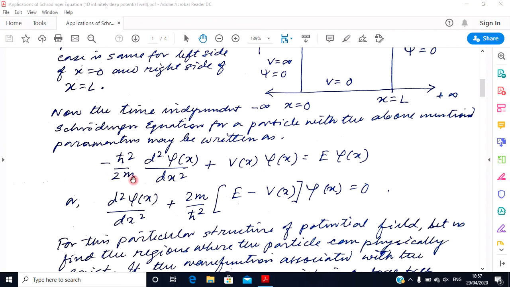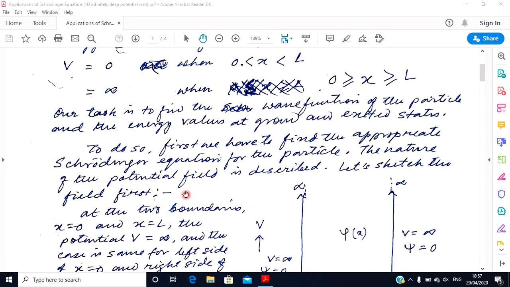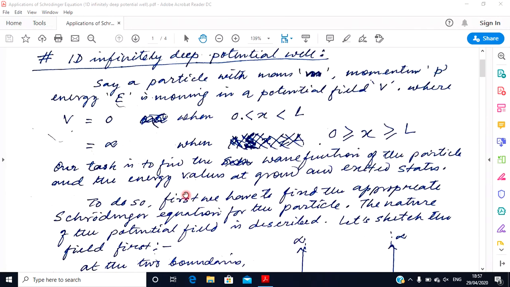Minus ħ² by 2m d²ψ(x)/dx² plus V(x)ψ(x) equals Eψ(x). Now, what is E here? E is the energy of the particle and ψ(x) is the wave function associated with the particle. So we are now dealing with a particle having mass m, momentum p, energy E, and moving in a potential field V.